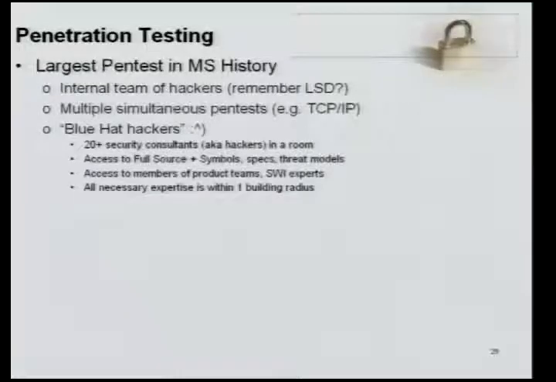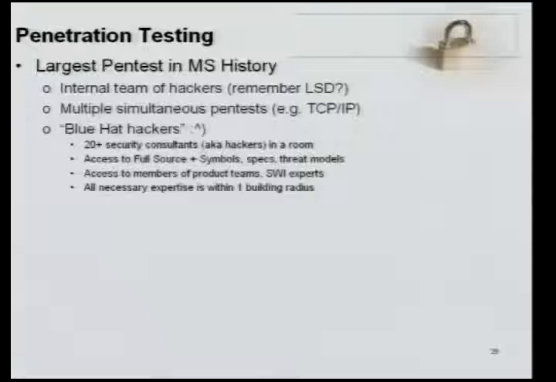We have an internal team of hackers. I don't know, you may remember the LSD folks, Last Stage of Delirium, that discovered the flaw that the Blaster worm exploited. Those are people on my team and are members of this internal pen test team. We also have multiple simultaneous pen tests going on, so not just stuff that we were coordinating, but other things that teams had taken it upon themselves to go get pen tested. Matasano looked at the NetIO stack, for example.